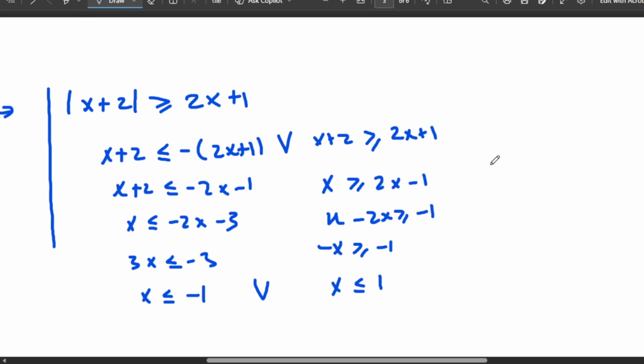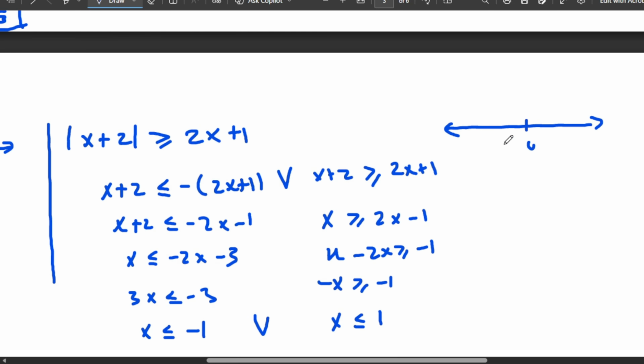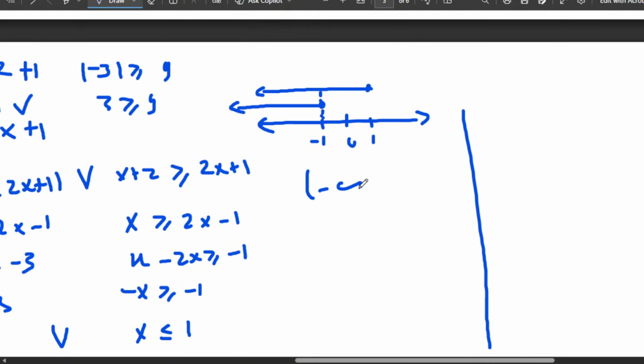So what does this mean? If we have the number line, our values will be less than or equal to negative 1, or less than or equal to 1. The solution is from negative infinity to 1.